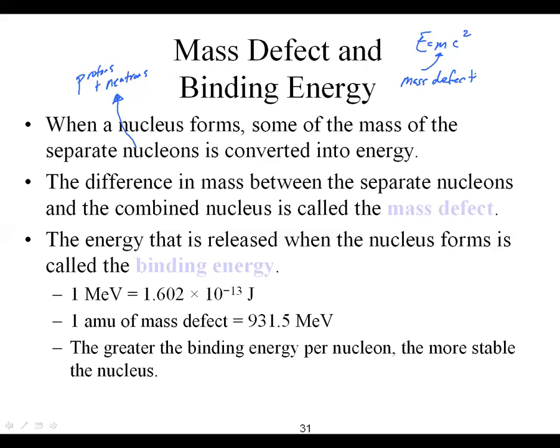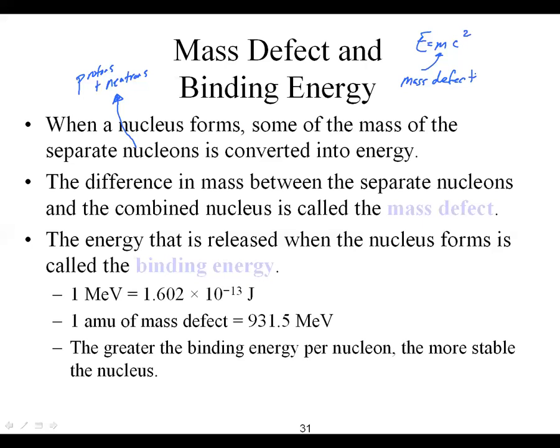Now, there are also some alternative ways that you can do these calculations, based off of Einstein's equation, but you could use them almost as conversion factors, if you will. One such example here is 1 mega electron volt equals 1.602 times 10 to the minus 13 joules, and 1 AMU of mass defect equals 931.5 mega electron volts. So this is a way that you could do the calculation without using Einstein's equation, or you could use Einstein's equation as well, and you'll both get the same answer.